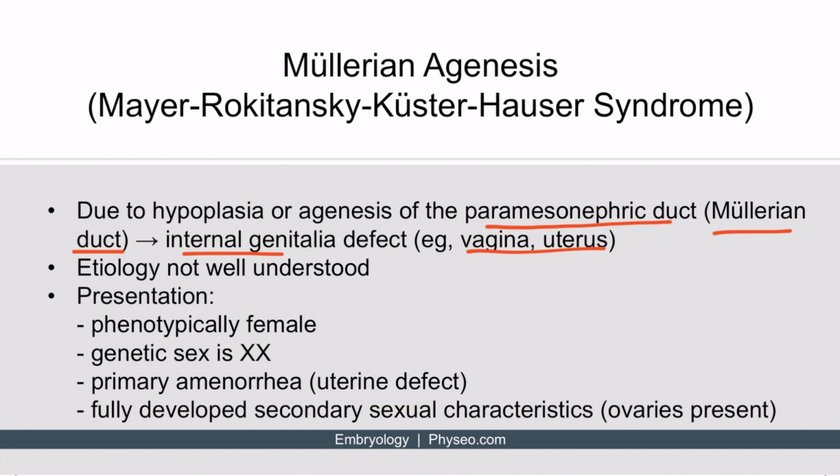These patients are phenotypically female with the genetic sex of XX. However, they have an absent or defective uterus, and as a result will often first present with primary amenorrhea. This makes sense, right? The patient doesn't have a uterus, so no endometrial shedding will occur, and the patient will not have a menstrual cycle. Another key feature is that these patients have fully developed secondary sexual characteristics, such as breast development. This is because the ovaries are present, so estrogen is produced, and these characteristics are still developed.